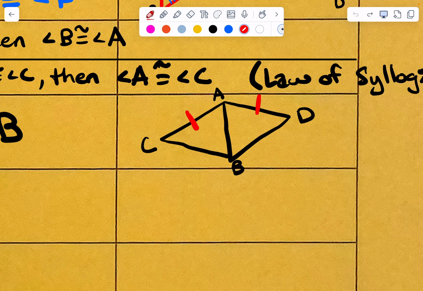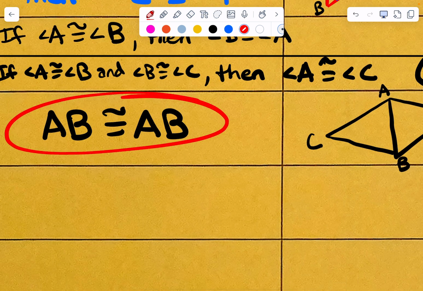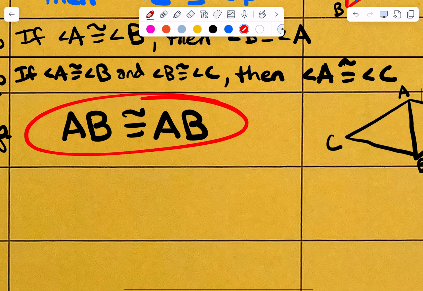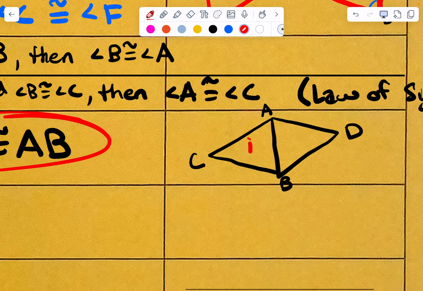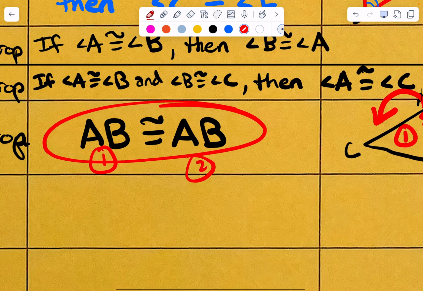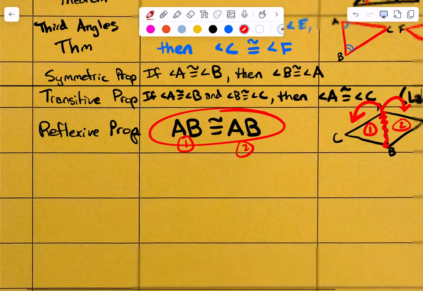But in my proof, when I make my statements to say those sides are the same, one of my steps is going to be that AB is congruent to AB. The first AB is for triangle 1, which is this one over here. That side is congruent to AB for the second triangle. So they're the same side, but they're talking about two different triangles. AB is congruent to AB. So this is a point when we use the reflexive property.